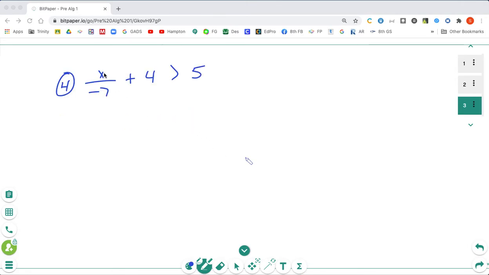Is the variable on the left? And first it is. Is it alone? It's not. So I'm going to zero pair the 4. So x divided by -7, I have a -7, and I'm going to do greater than, and now I'm going to do a +4. +5, -4 gives me a 1.